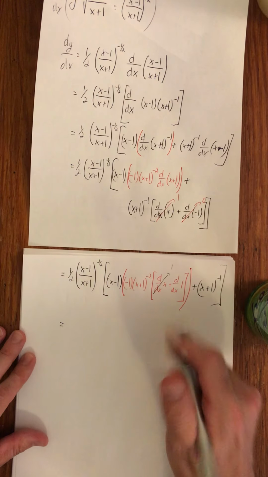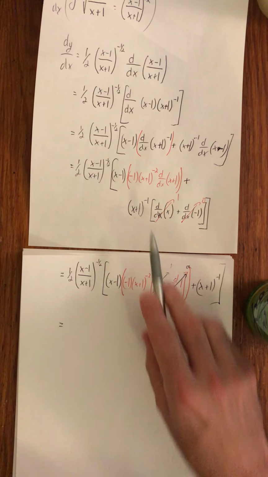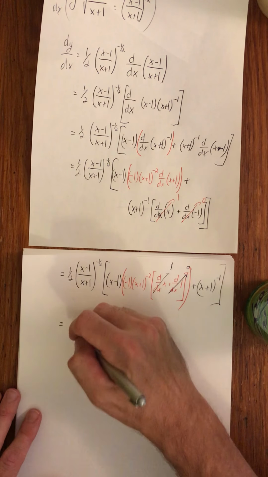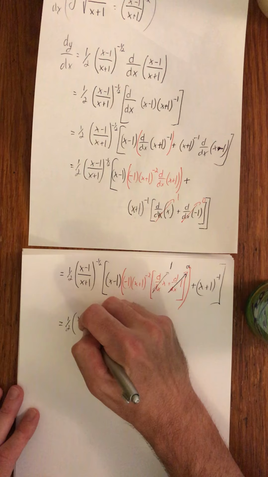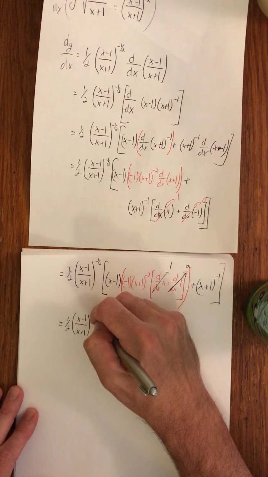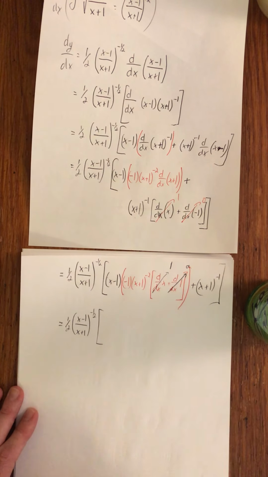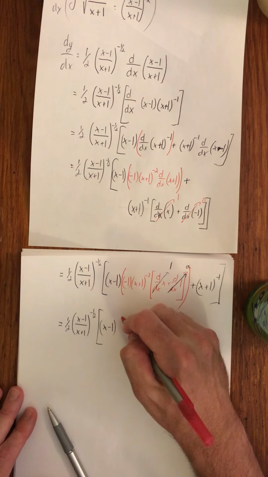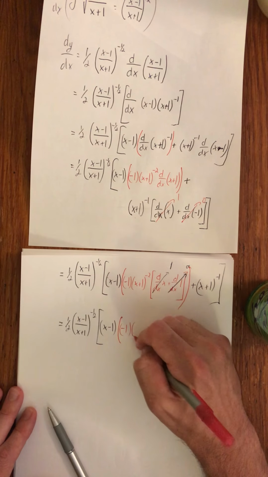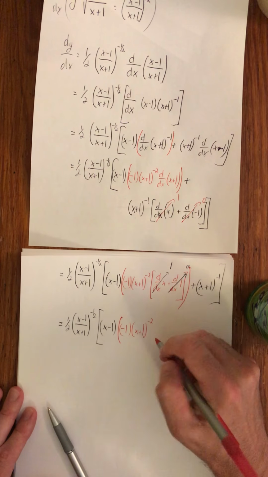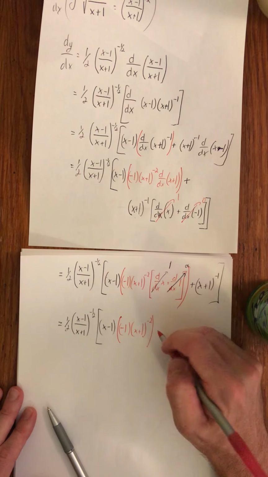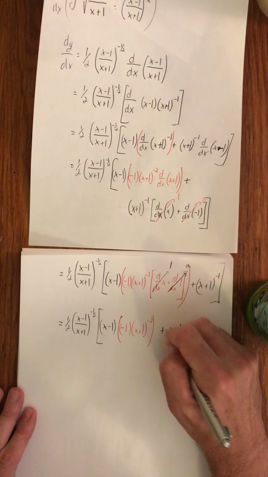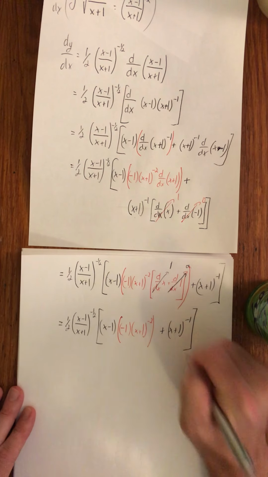So now I think we are on our last step, because that is going to go to 1 and that is going to go to 0. Notice when I was doing the crossouts, I did it in the opposite color just for clarity's sake in my own head, right? So 1/2 x minus 1 over x plus 1 to the negative 1/2, x minus 1, parentheses, minus 1, x plus 1 to the negative 2, and then this just all becomes 1, so I'm just going to leave it out, plus x plus 1 to the negative 1, done.